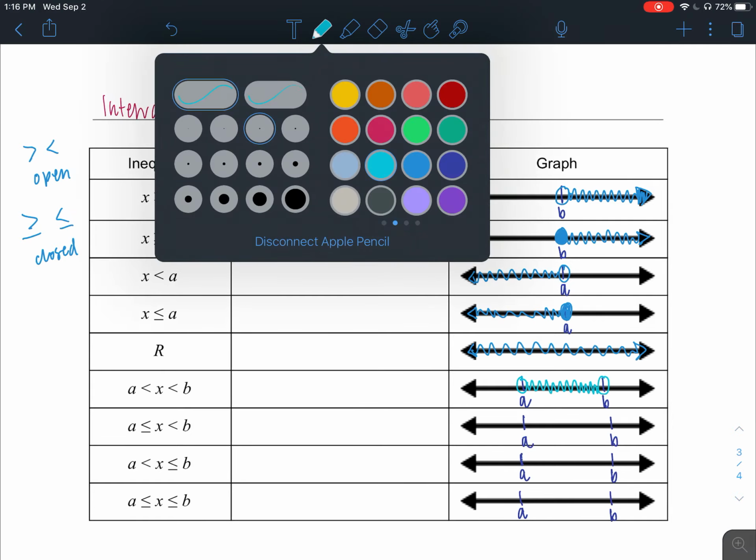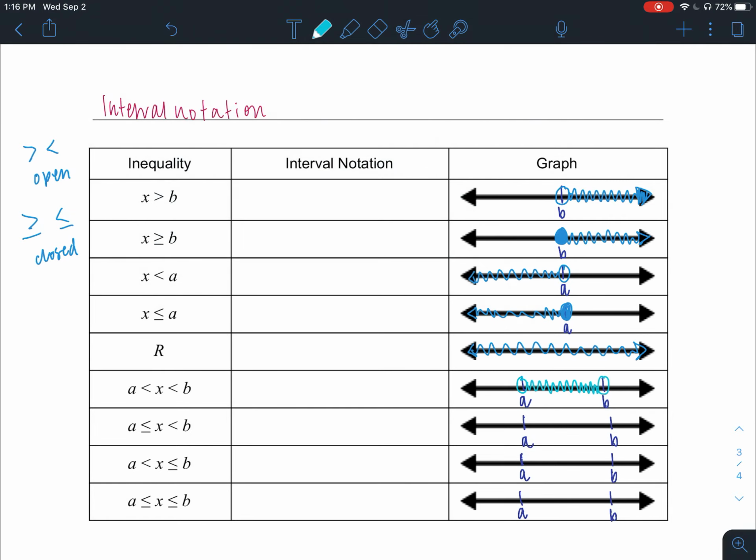So for this one, I'm going to have a closed dot on A, open dot on B, and everything in between. For this one, I'm going to have an open dot on A, a closed dot on B, and everything in between. And then finally, closed dot and closed dot on A and B, and it will be everything in between.